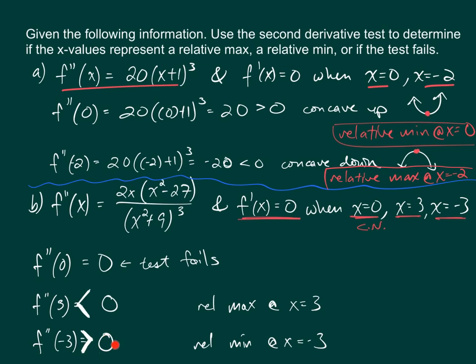Because if you get something that's bigger than 0, like we did up here, that was concave up, leaving you with a relative minimum, check. If you got something that was concave down, or less than 0, concave down, that means you'd have a relative max.